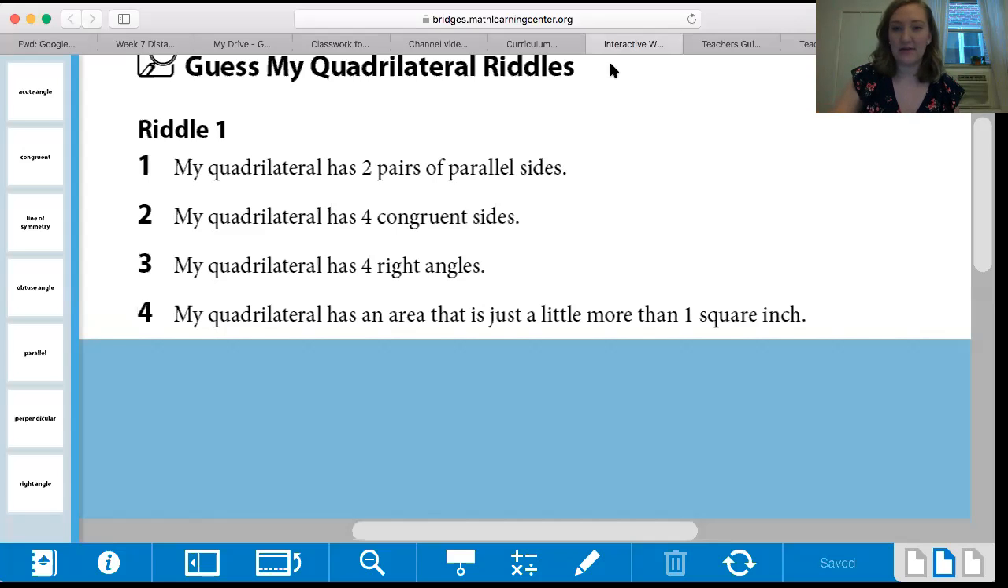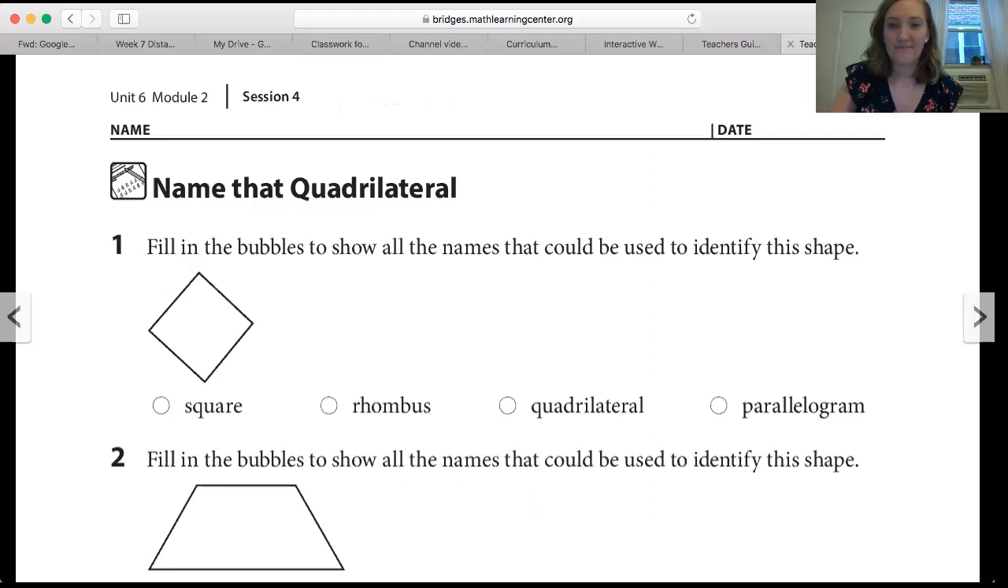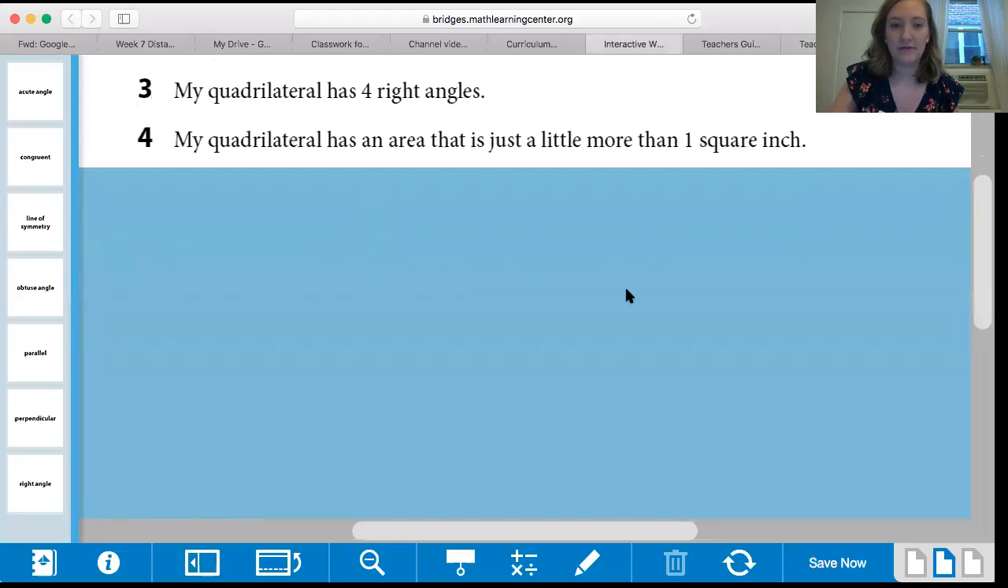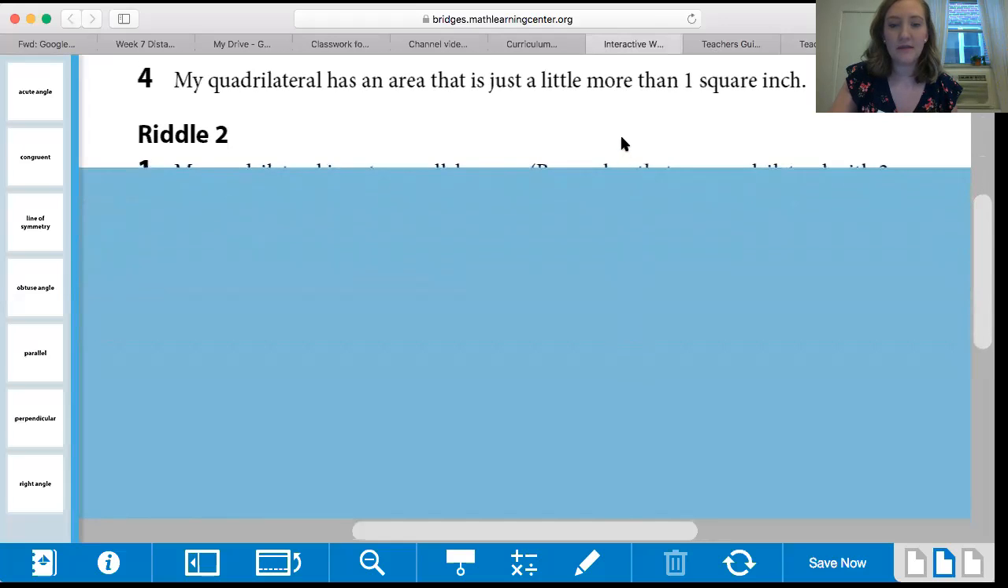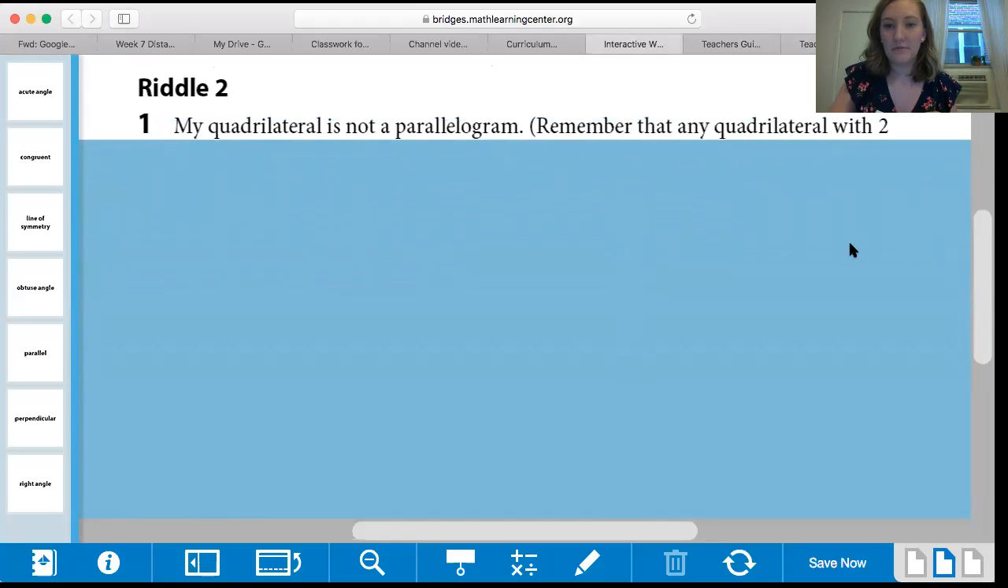All right, are you guys ready for the next one? While I get it ready, I'm going to let you look at the answers here. These are your options. Okay, going to the wrong page. All right, let's look at riddle 2. Here's your first clue.